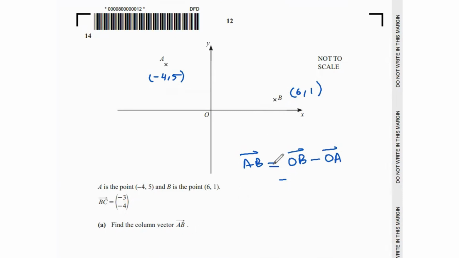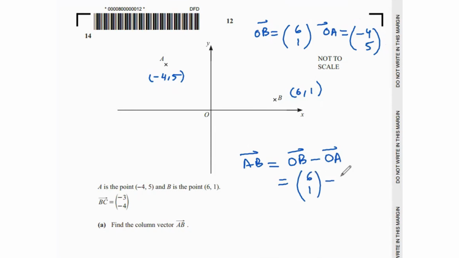The coordinates are basically your position vectors. And the position vectors are with respect to the origin. So OB is 6, 1 and OA is -4, 5. Always remember that the coordinates of a point are your position vectors with respect to the origin. So you can just subtract OA from OB. So that's going to be 6, 1 minus -4, 5. So 6 plus 4, 10. 1 minus 5 is -4. So 10, -4 is our vector AB.